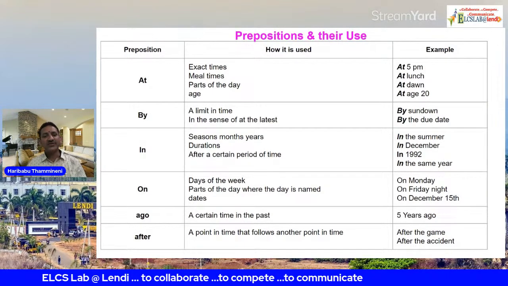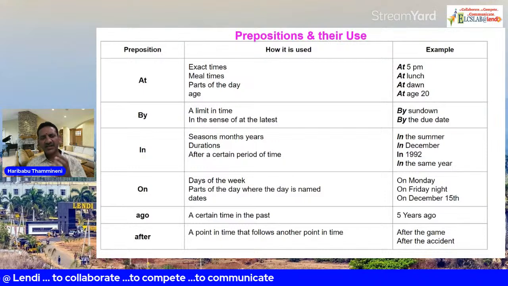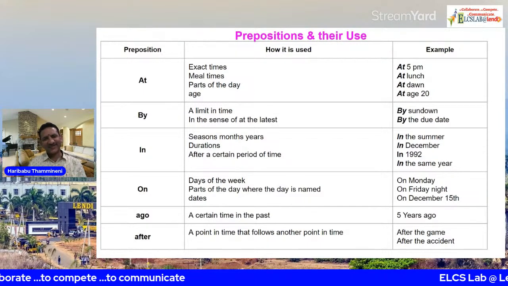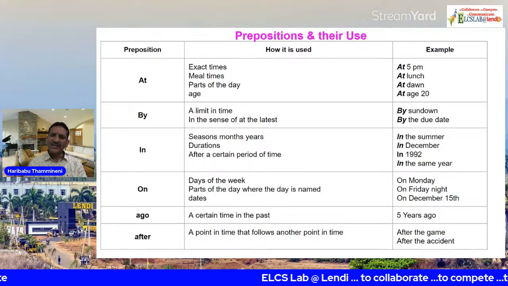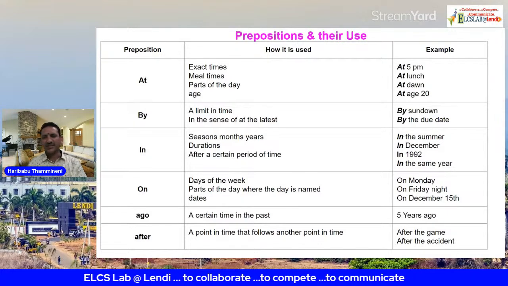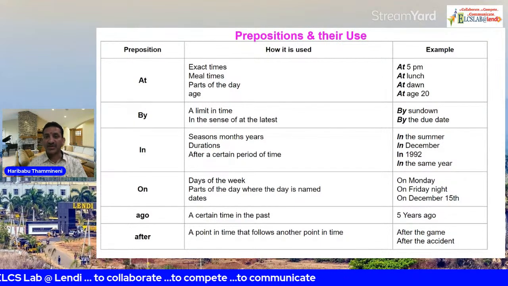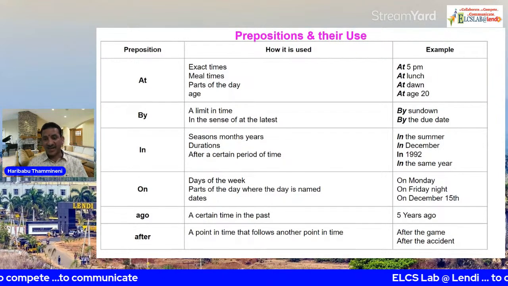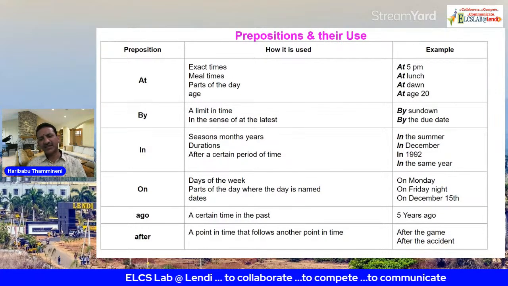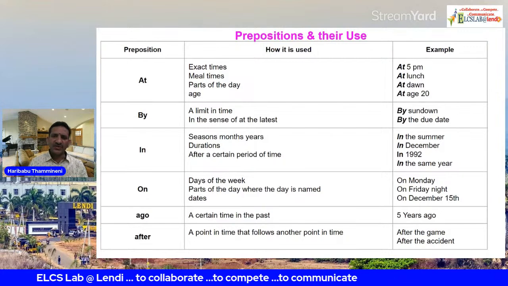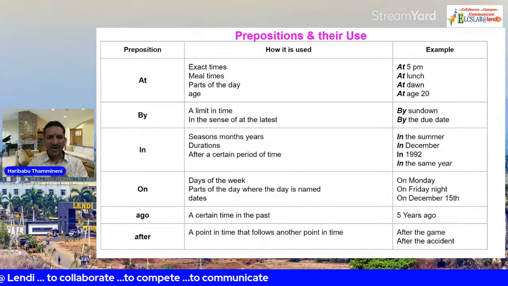So here, when you see, it talks about timing, okay: exact time, meal time, parts of the day, age, etc. If you can see, at 5 p.m. talks about time. At lunch, it talks about the meal time. And at dawn, it is part of the day, early in the morning. And at age 20. So if you can see, at can be used to indicate the timing at large.